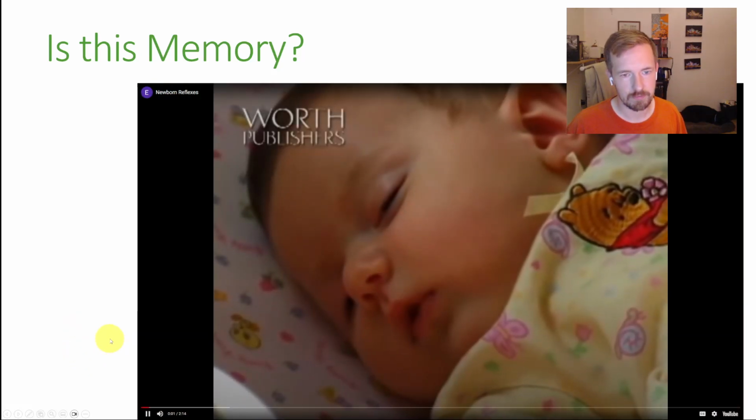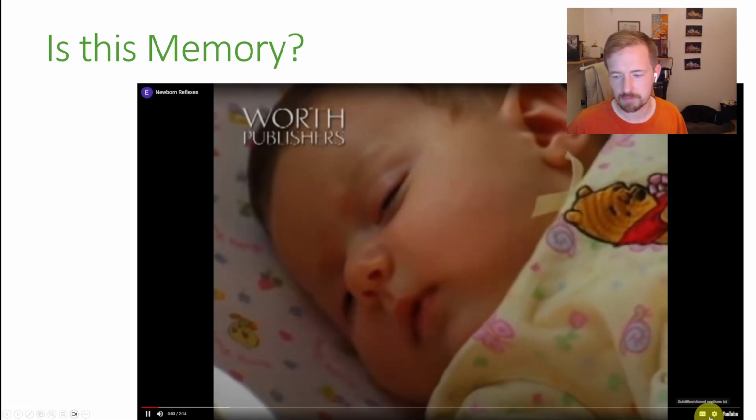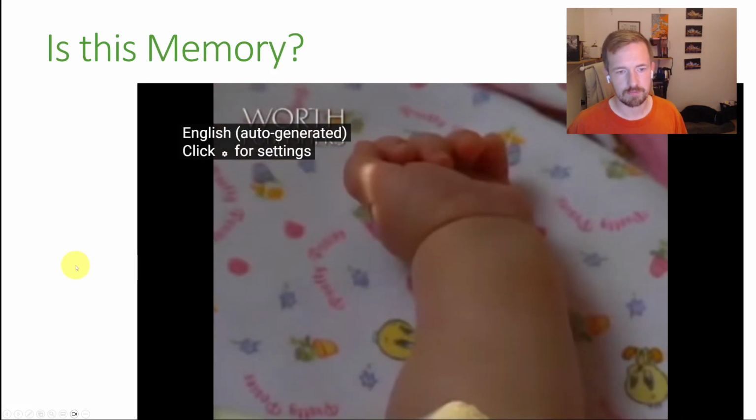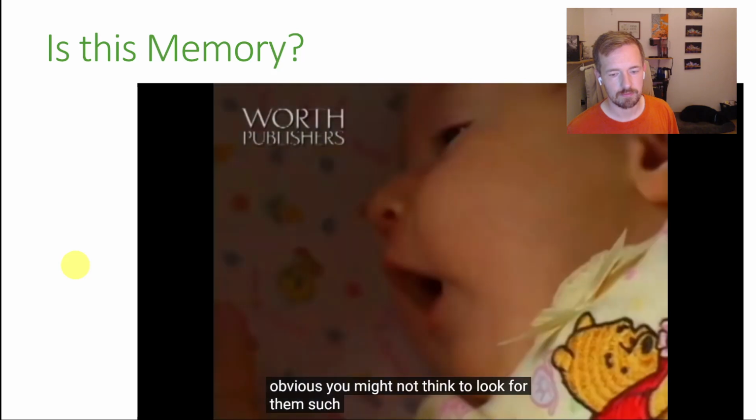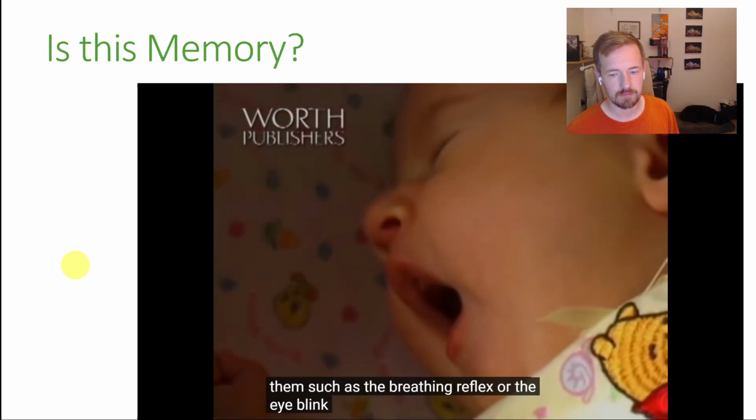Babies are born with a set of reflexes critical for survival in the outside world. Some of these reflexes are so obvious you might not think to look for them, such as the breathing reflex or the eye blink reflex.